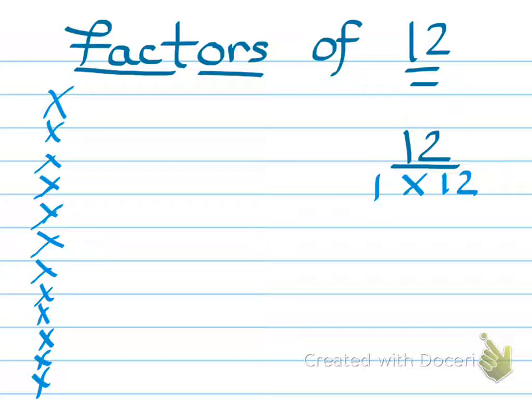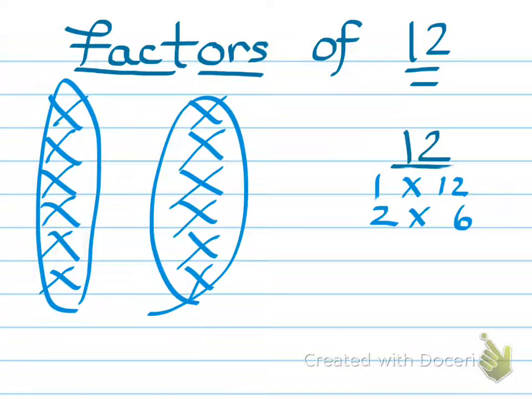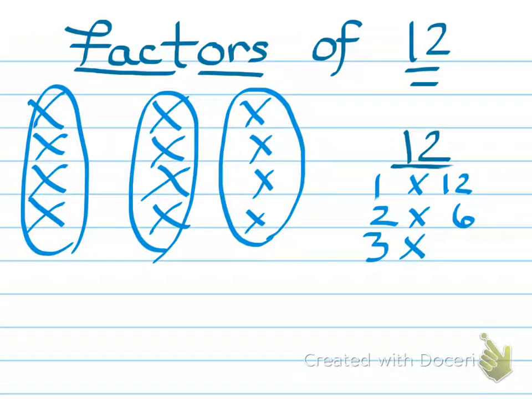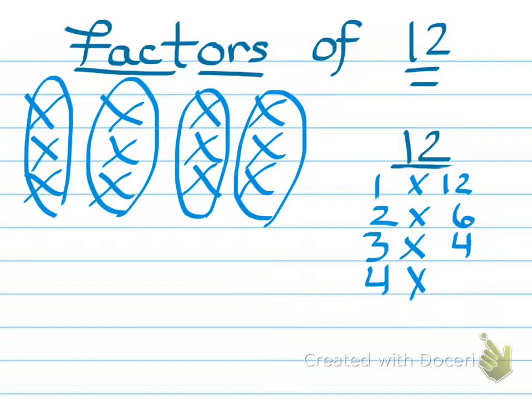And now if we were to find the factors of 12, the first thing to do is to start with the 1. So we would make an array of one group of 12, and that's what it would look like. Then we would move on to the 2, and we would break 12 up into 2 groups, and that would be 2 groups of 6. Then you move on to the 3, and you would have 12 broken up into 3 groups, and that would be 3 groups of 4. And you move on to the 4, and you realize that that would be 4 groups of 3.